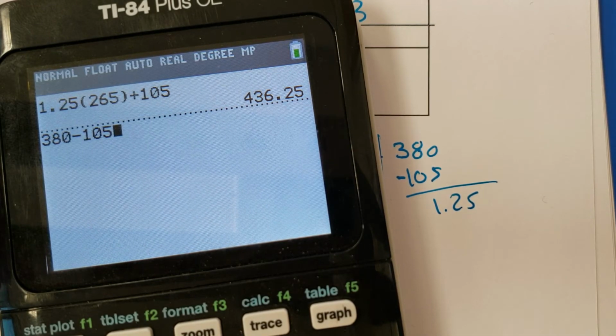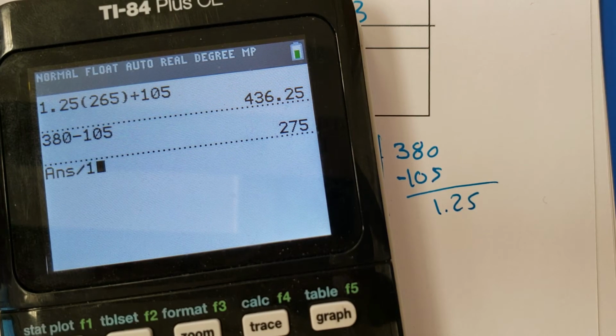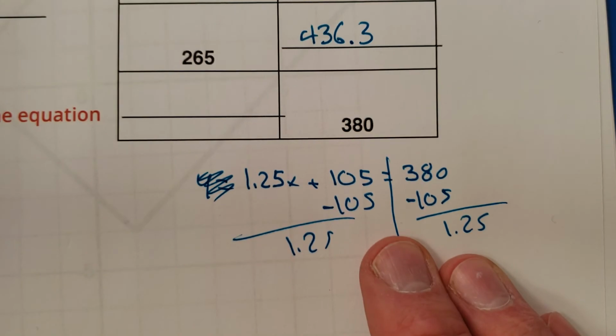Here we go. 380 minus 105. Enter. Then divide by 1.25. 220. Ooh, there we go. That's a nice one.